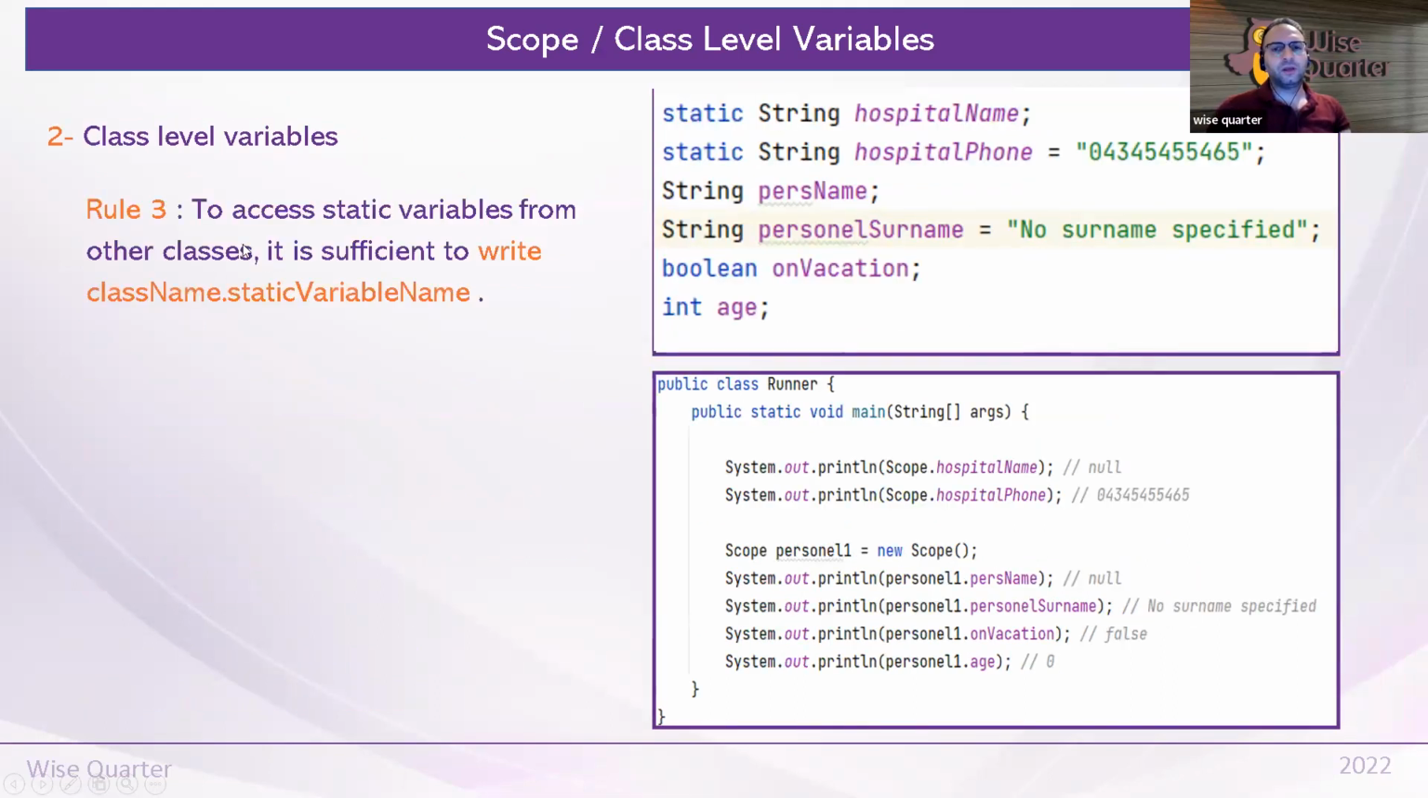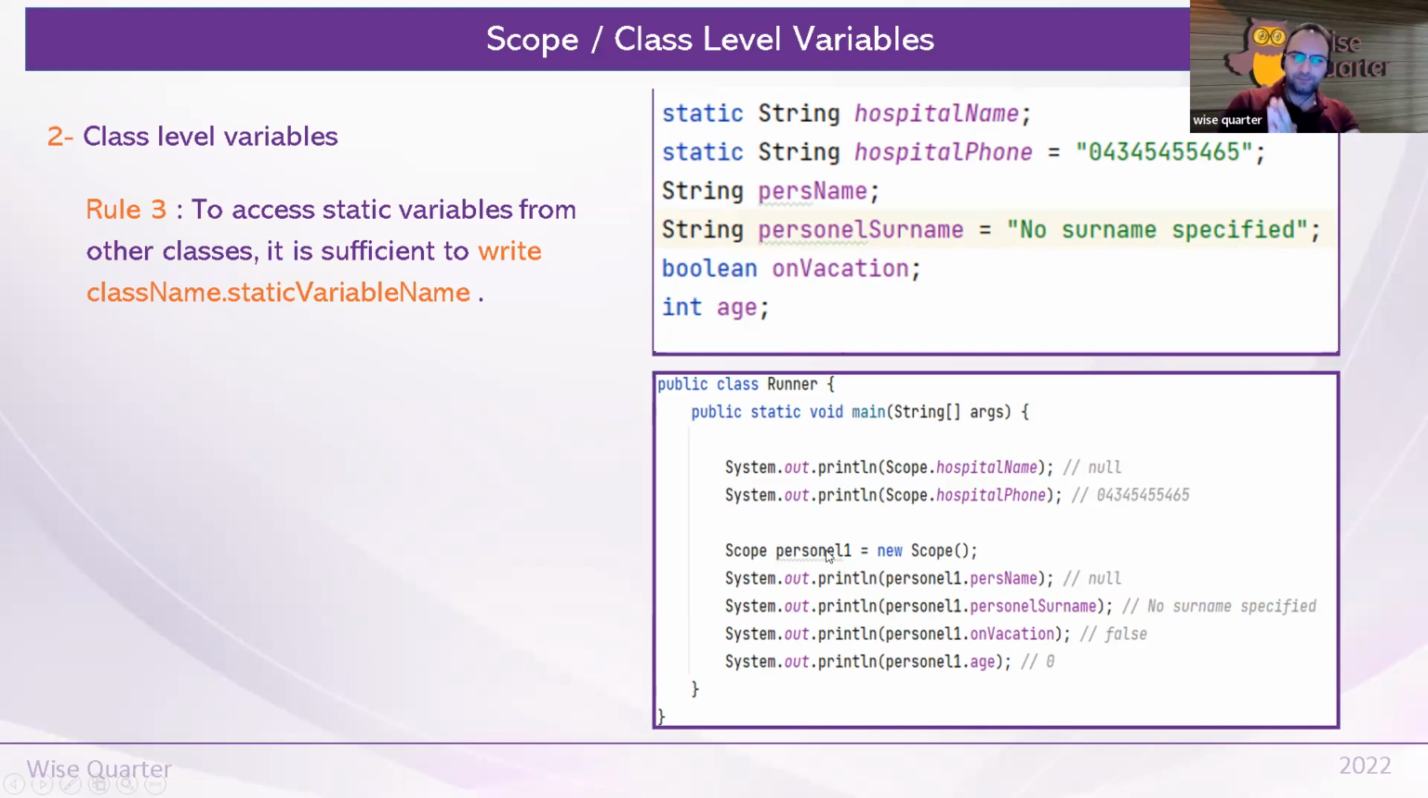Let's continue. To access static variables from other classes, it is sufficient to write class name dot variable name. Here we have a hospital name, hospital form. Those are static, and let's say the class's name is scope, and this is another class or method. Directly, I can reach it by writing the name of the class. But to reach non-static variables, first I need to create an object. Then by using this object, I can reach the values.